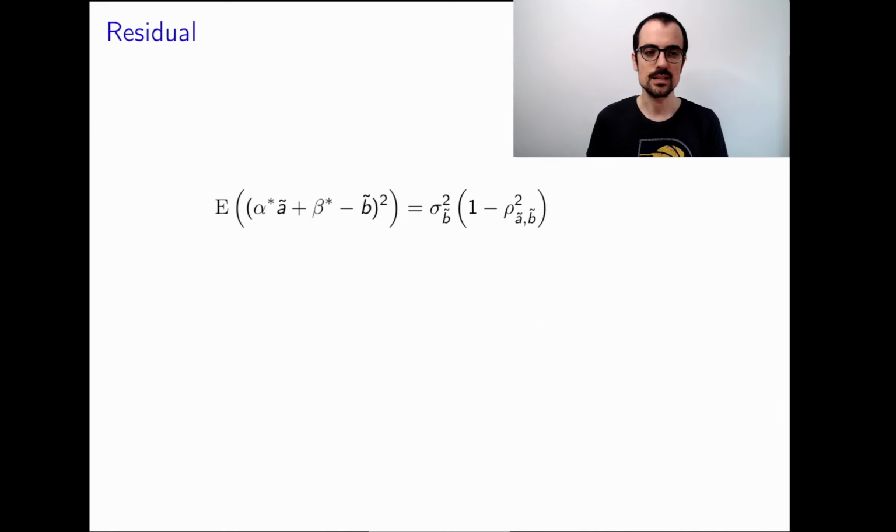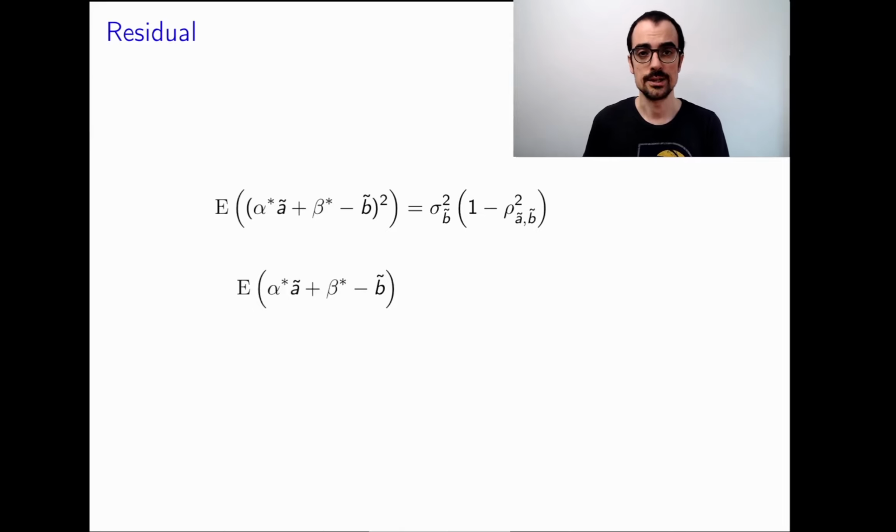Now, based on this result, we can analyze the residual. We realize that the mean squared of the residual is equal to this. This is what we have just derived. And now we're going to look at its mean and its variance, because this is going to help us establish the properties of the correlation coefficient that we want to talk about. Okay, so first, let's look at the mean.